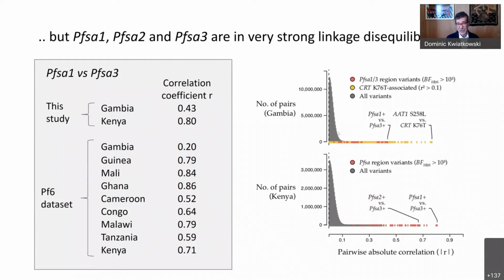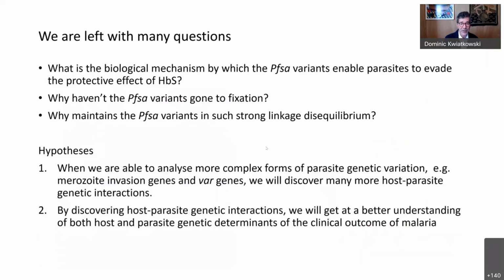And in this slightly complex diagram on the right-hand side, what we can see is that if we plot their correlation versus the average correlation of loci in the genome, it's way an outlier. Here's the correlation, for example, between PFSA1 and PFSA3 in Kenya. It's an extremely strong outlier of the normal pattern. So we're left with many questions.